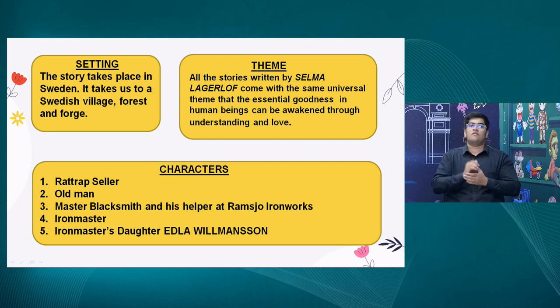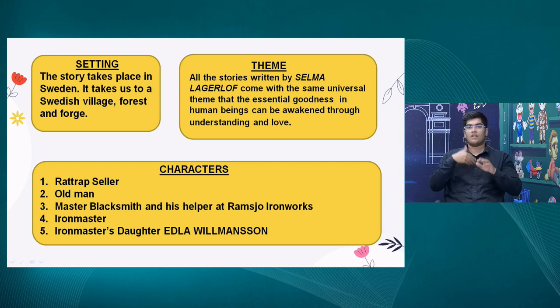So all the stories written by this person who has written this story, her name is Selma Lagerlof. All the stories that she has written come with the same universal theme that there is essential goodness in human beings. And when we appeal to that goodness, when we appeal to that kindness, the kindness within ourselves is always awakened. So that is the theme.